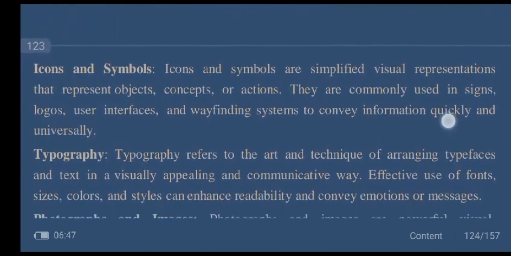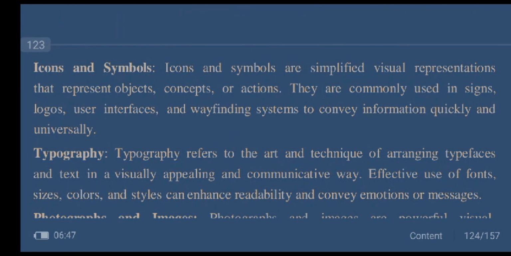Icon and symbol. Icons and symbols are simplified visual representations that represent an object, concept, or action. Symbol: as we know, traffic signals have three colors. Among them, red indicates stop. So that is an example of a symbol.